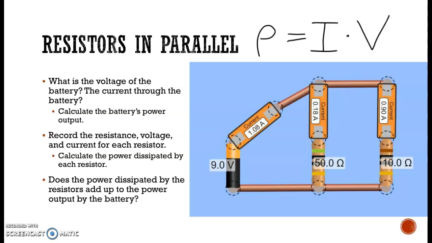Okay, and then take a look at what you have multiplied out and added together there. Does the power dissipated by the resistors, that is, the power for this resistor and the power for this resistor, add up to the power output by this battery?